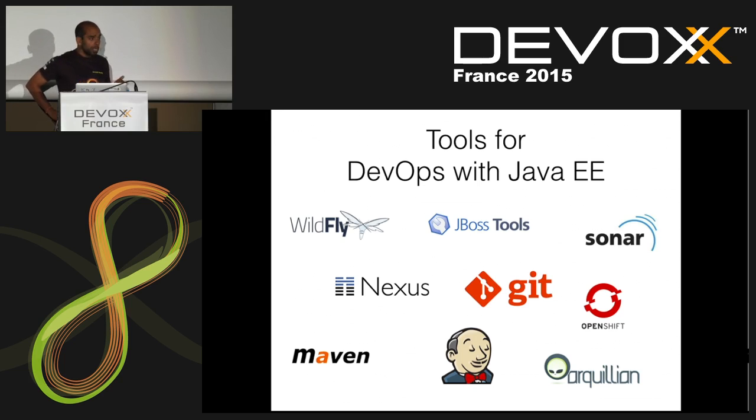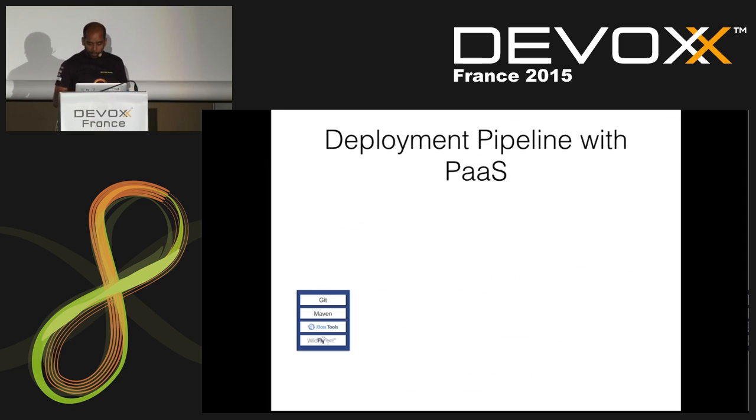Using JBoss tools, which is Eclipse with a bunch of JBoss plugins for doing your Java EE development. Using Nexus as my Maven repository, Git as my source code, using Sonar for static code checking. I'm using OpenShift for all my images where my deployment is going to happen, where my build is going to happen, testing is going to happen. Using Maven as my build tool, Jenkins is my CI server, and Arquillian for testing. So these are the basic components that are part of my deployment pipeline here.